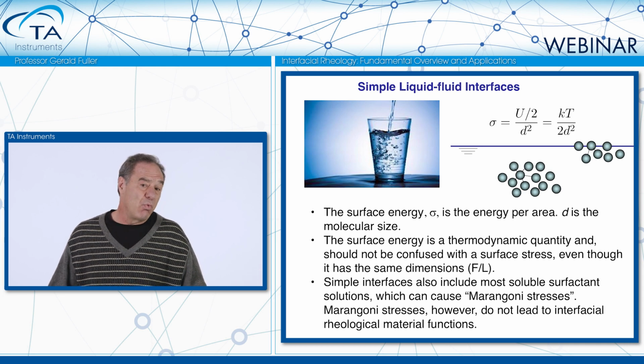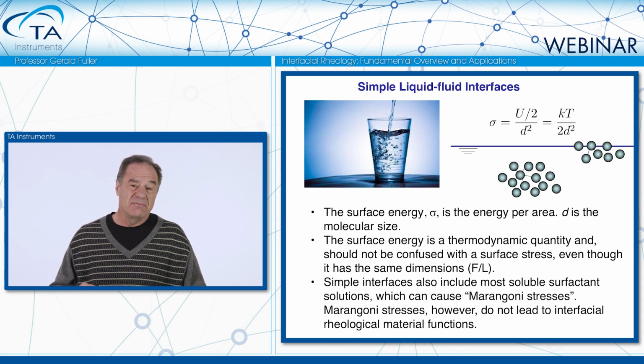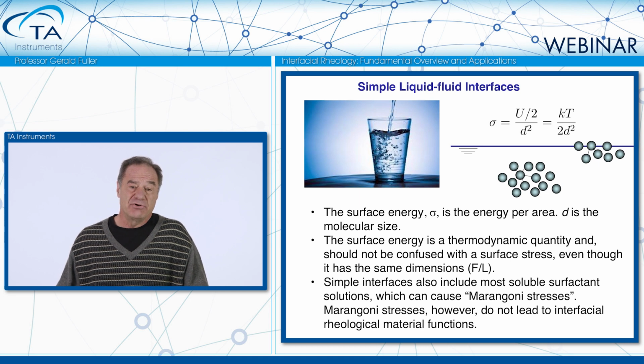On the other hand, water with strong hydrogen bonding interactions has a very high surface energy, about 72 dynes per centimeter.